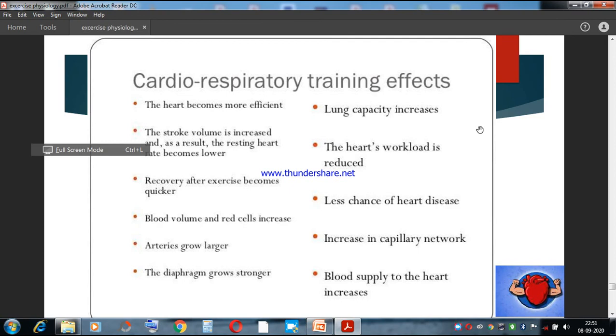During exercise, the heart becomes more efficient, the stroke volume is increased, and as a result, the resting heart rate becomes lower. As in athletes, recovery after exercise becomes quicker, and blood volume and red cells also increase. These are the effects of exercise. Arteries grow larger, and the diaphragm grows stronger. Lung capacity will increase, heart workload is decreased, there is less chance of heart disease, and capillary networks increase.